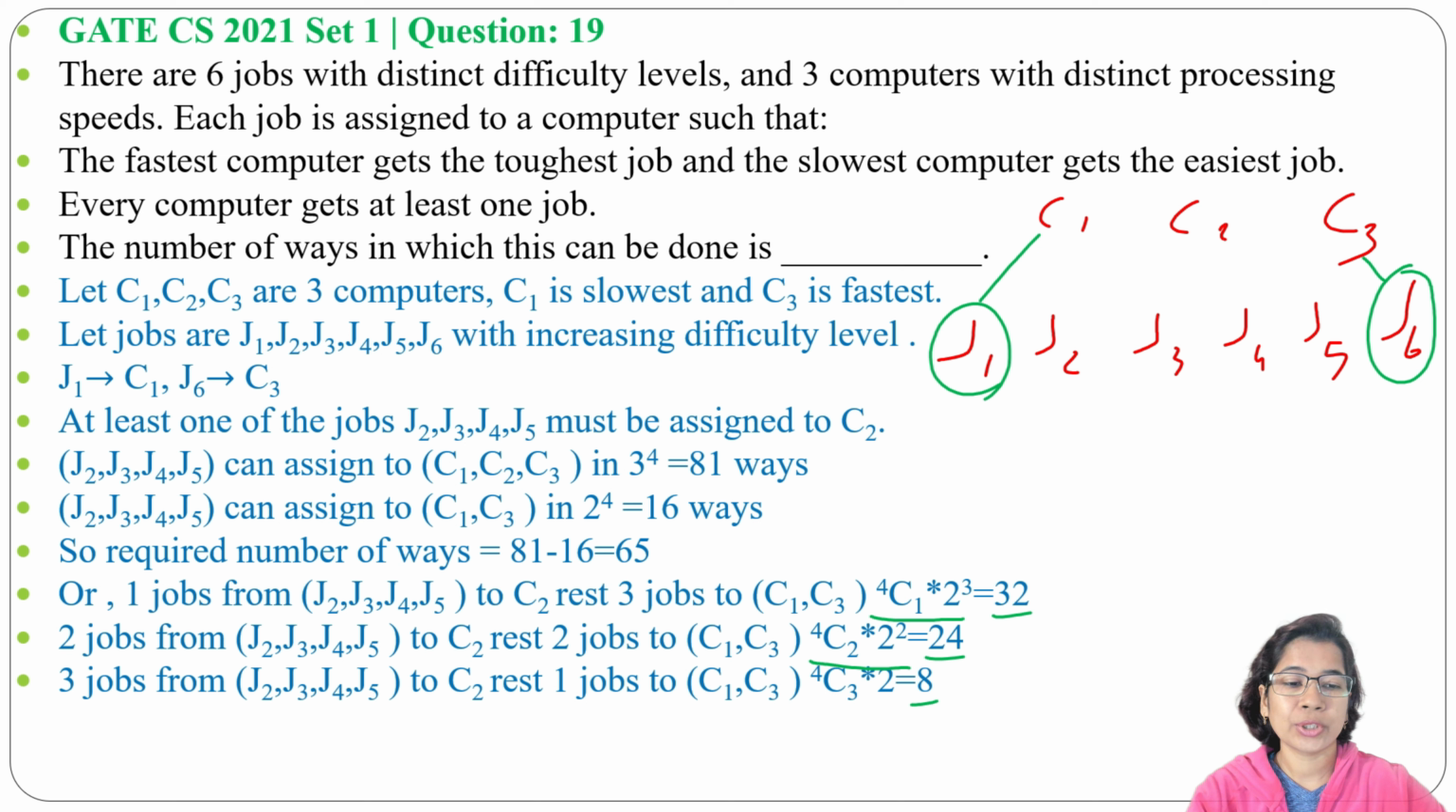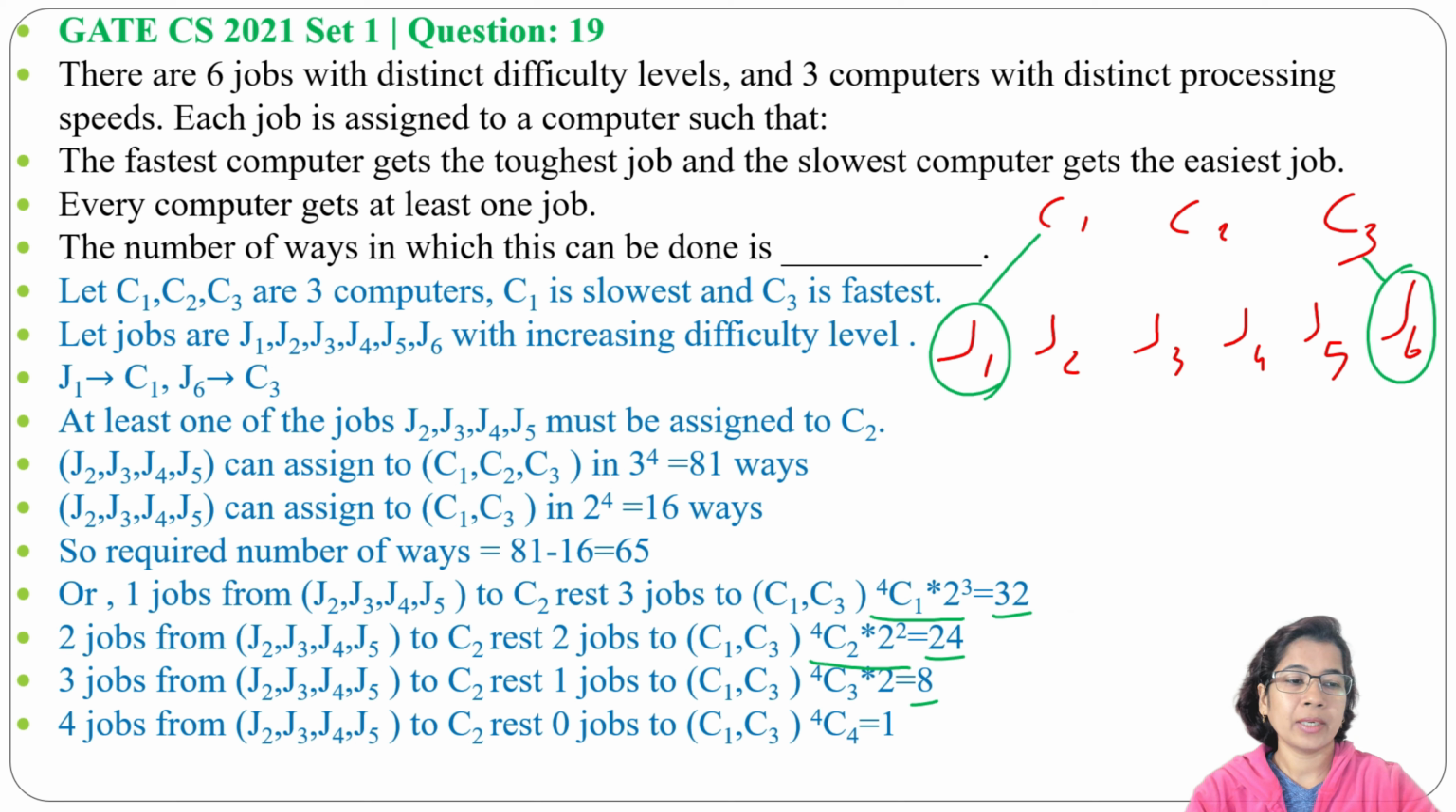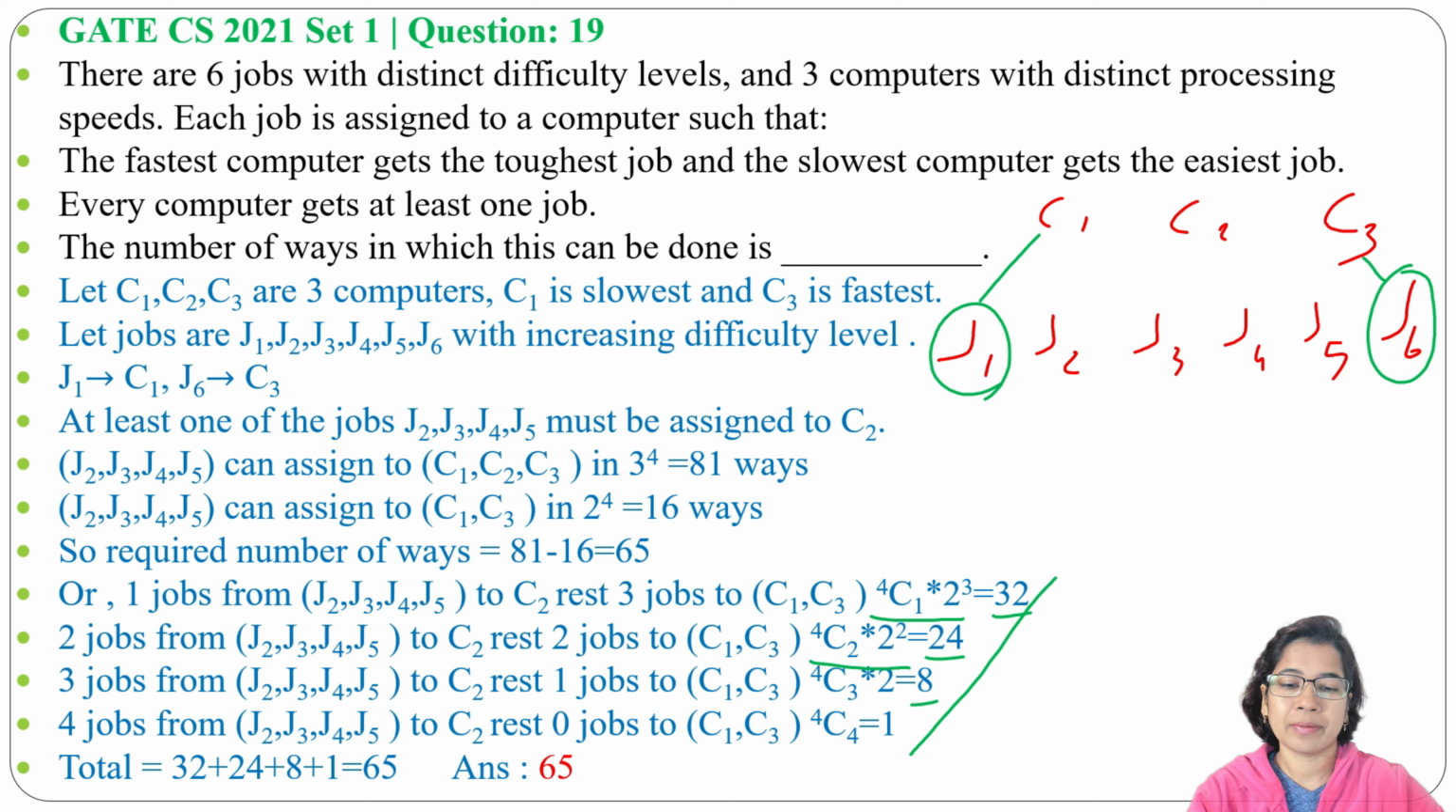Next, all 4 jobs J2, J3, J4, J5 to C2 and 0 jobs to C1 and C3. All 4 jobs to C2 can be done in 4C4, which means 1 way, and no job to C1 or C3. Now we just add these: 32 plus 24 plus 8 plus 1 is 65, and we got the answer as 65. So in both ways the answer is 65.